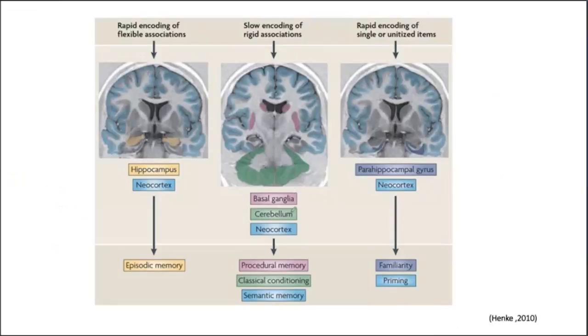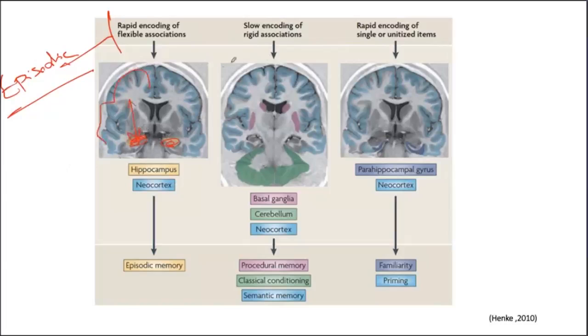sessions. And this is another map of how these parts are playing a role. So we discussed, let's say, rapid encoding of flexible association. This is what we have with episodic memory, in terms of, let's say, having MTL and neocortex interacting with each other. So that is what we had.